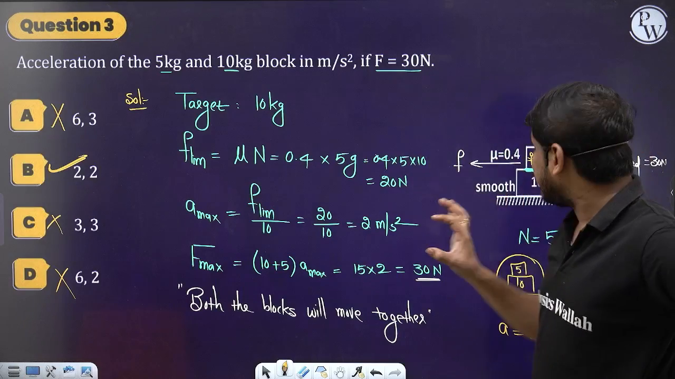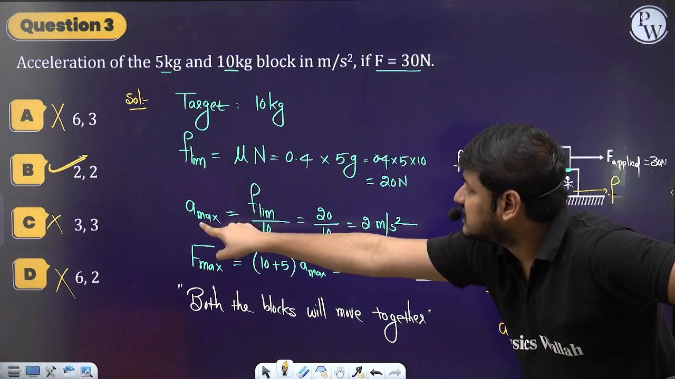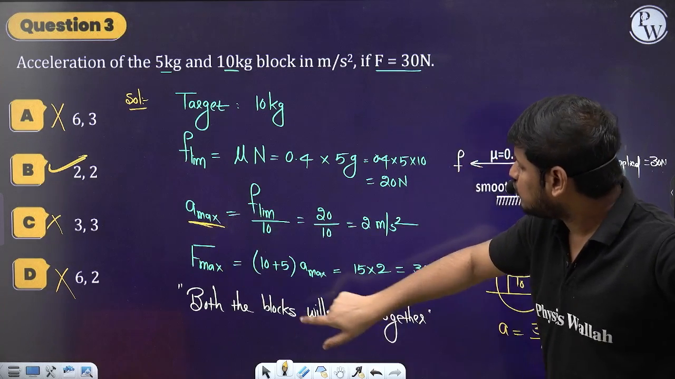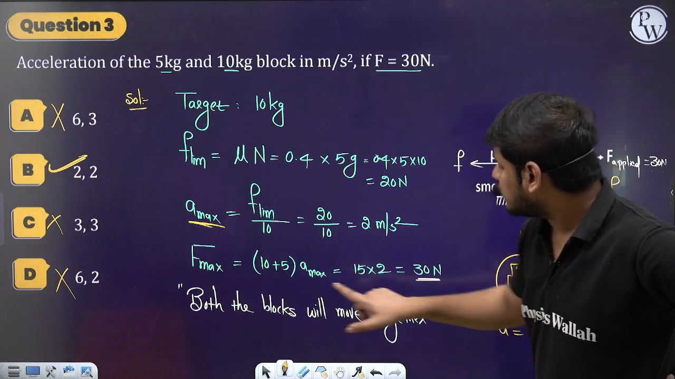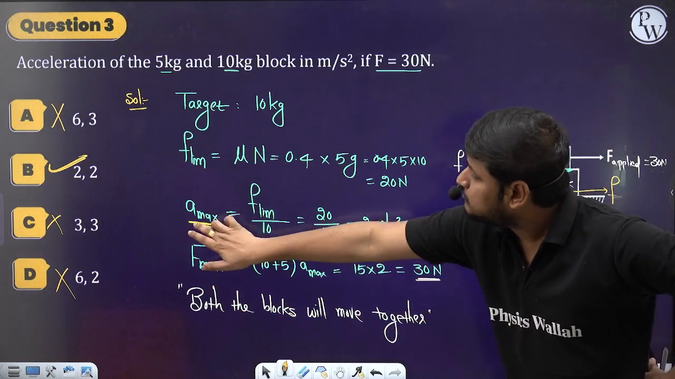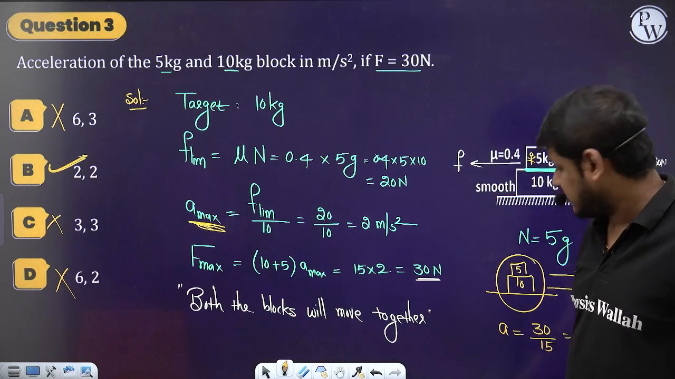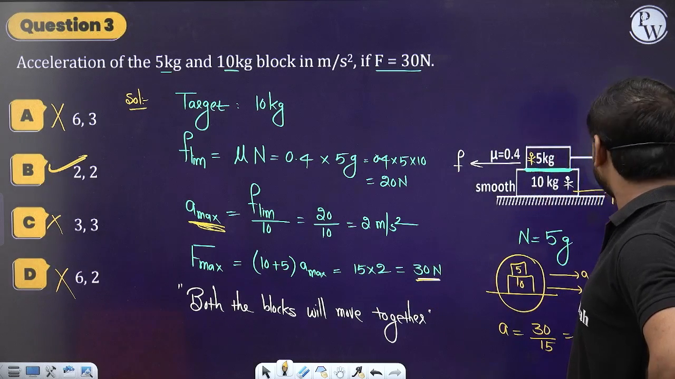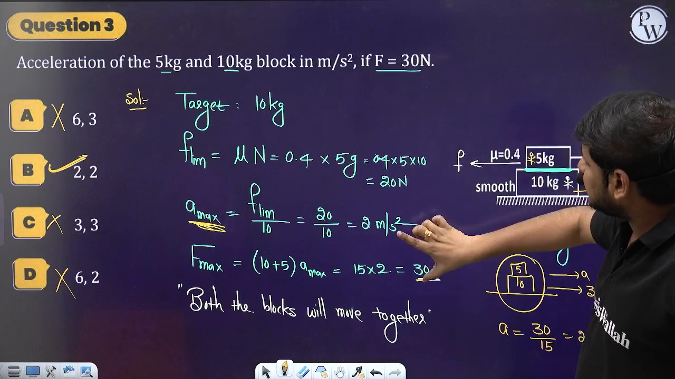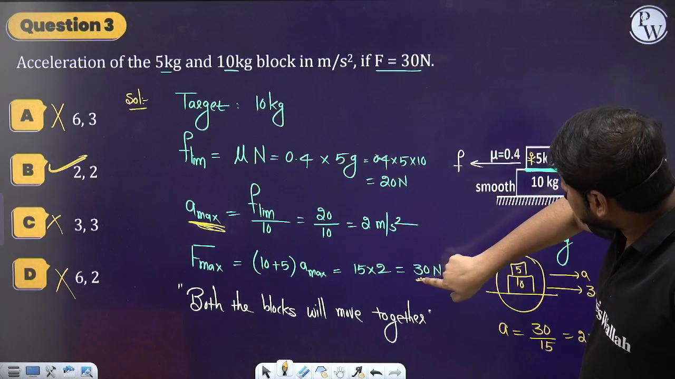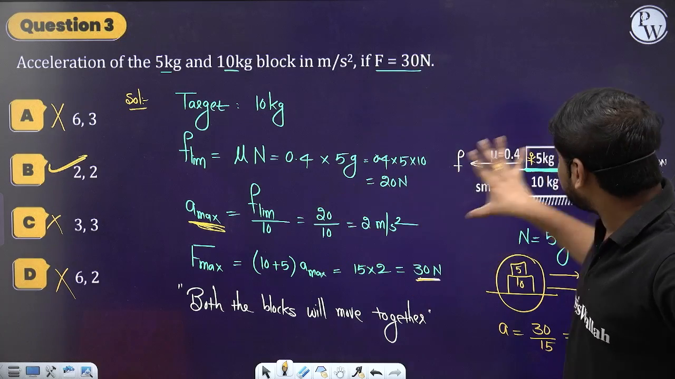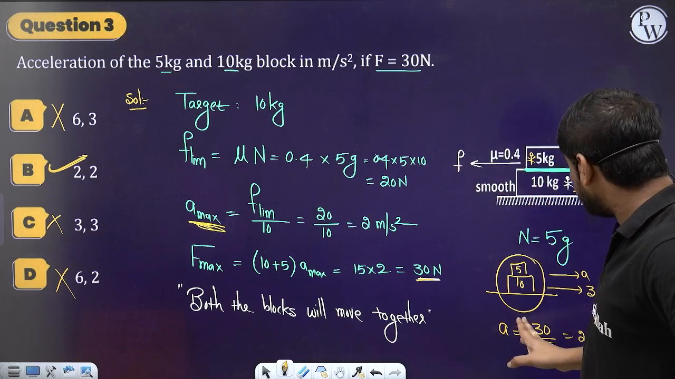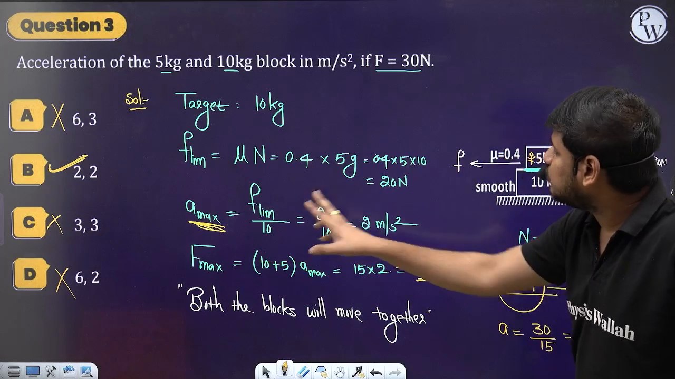So don't decide the acceleration of these two blocks by just checking the A max. Try to understand: this acceleration will be maximum if your applied force is maximum. If your applied force is equal to F max, then they both move with the A max, that is 2 m/s². In this particular case, the 30 newtons is the F max and 30 newtons is the applied force, so both are equal, right? Up to 30 newtons they both move together. As 30 newtons is the applied force here, both the blocks will move with the maximum acceleration of 2 m/s². So don't directly say that the acceleration of both the blocks is always 2 m/s².